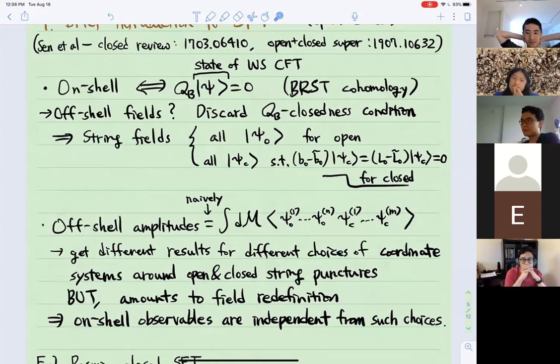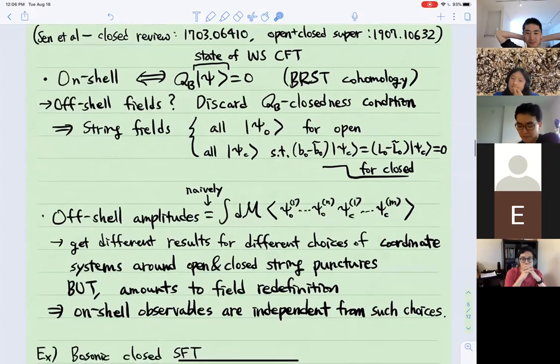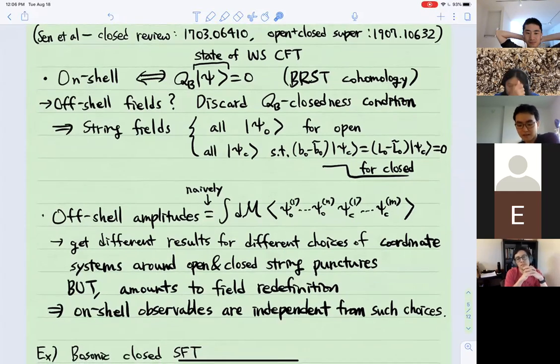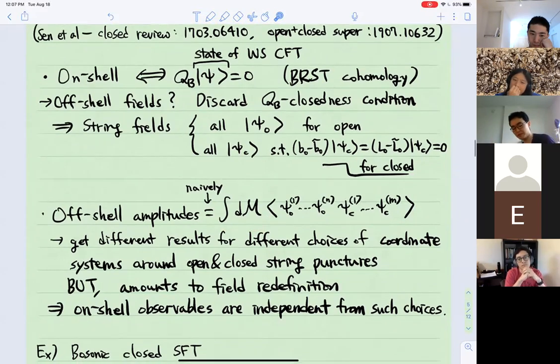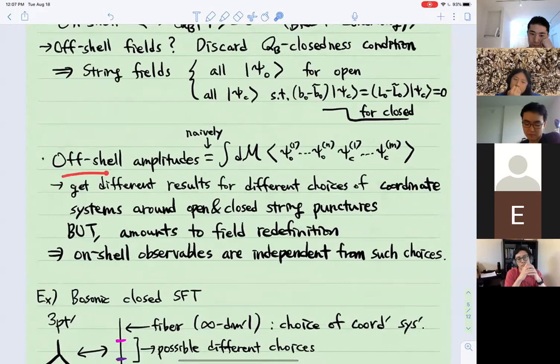Now we want to define off-shell amplitudes. There's a very natural thing to do. These are just states in your CFT, so there is no problem computing their correlators. You simply compute the correlator of the string fields and integrate over the corresponding moduli. That's going to give some result, and that's a very natural definition of off-shell amplitude. And when these are on-shell, that agrees with what we meant by on-shell amplitudes.